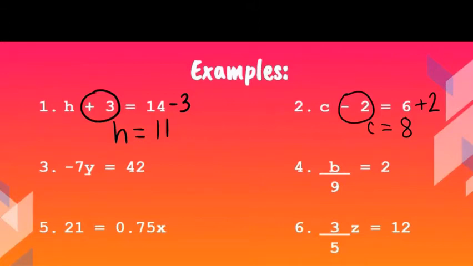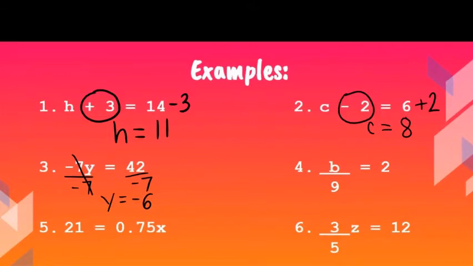c equals 8. Number 3, negative 7y equals 42. Whenever you see a number next to a letter, it is showing multiplication. So this is showing negative 7 times y. To get rid of our multiplication, we need to divide, since that's the opposite. So we're going to divide both sides by negative 7. The negative 7s on the left side will cross out because they are the same number. You can bring down your variable y. And then 42 divided by negative 7 equals negative 6. And that is our answer.